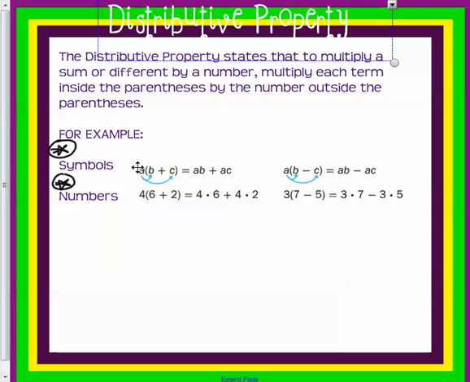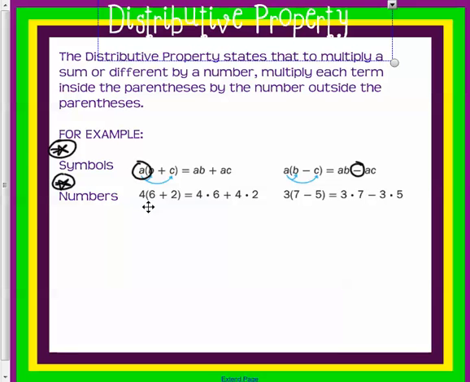Okay, so what we're saying here is that just like in the combo meal, this A must be multiplied with the B and the C. So you get A times B plus A times C. Over here, the C is negative, so the A times the B is still positive, but the A times the C must have that subtraction sign there.